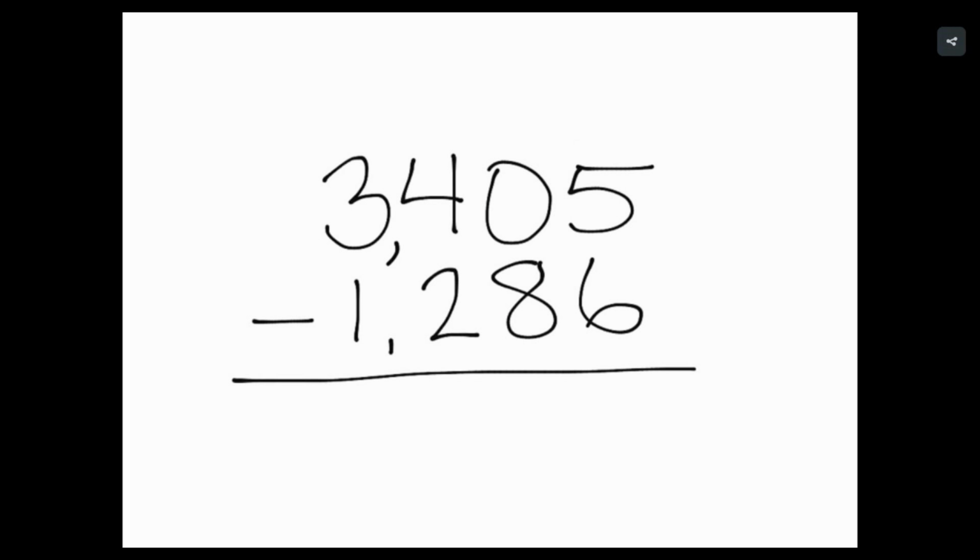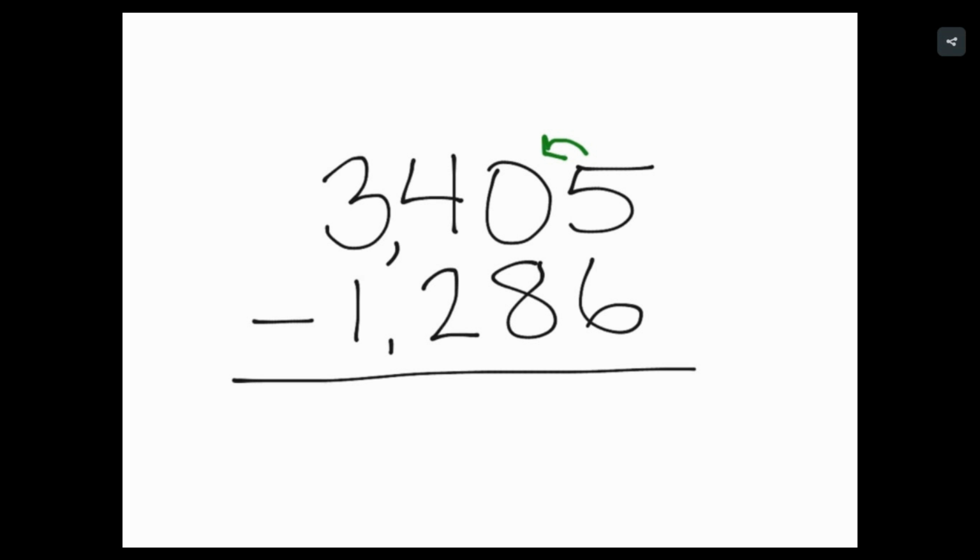Let's talk about subtracting across zeros. Here's my problem: 3,405 minus 1,286. When I begin to do my subtraction, I notice that I'm supposed to borrow from a zero. But how do you do that? I can't just flip the numbers around.